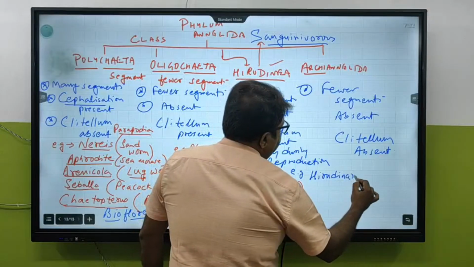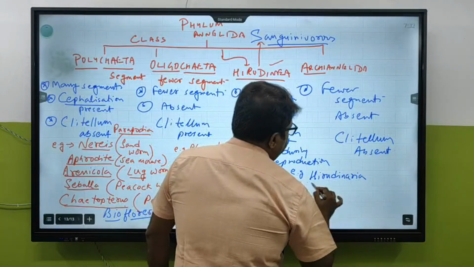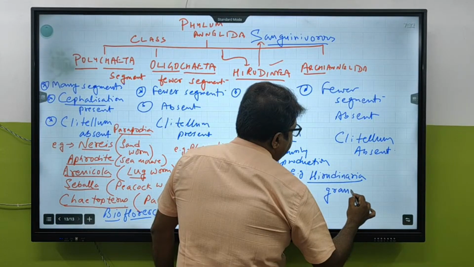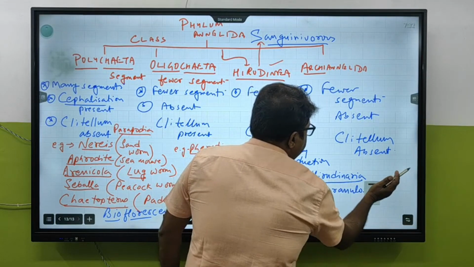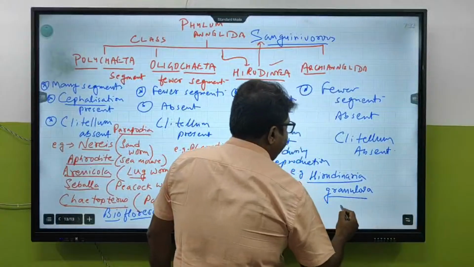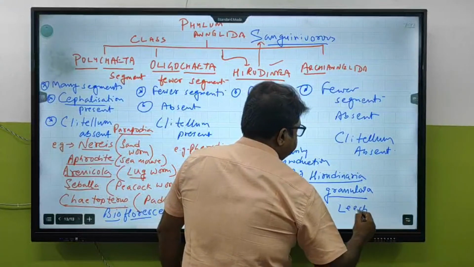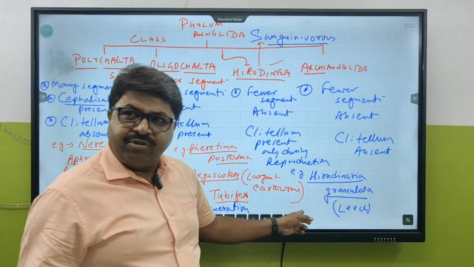Hirudinaria granulosa. The scientific name of leech. There is another clear leech.